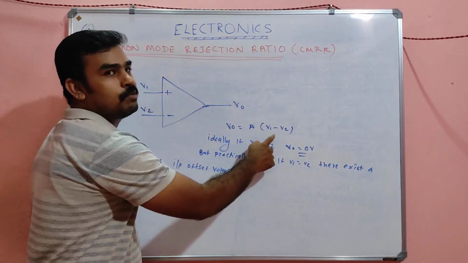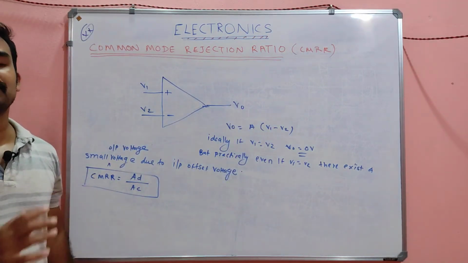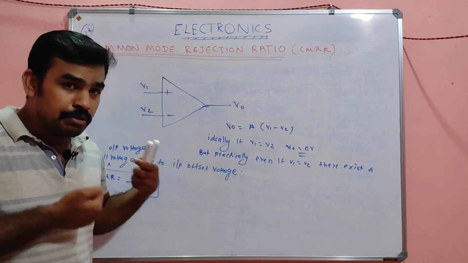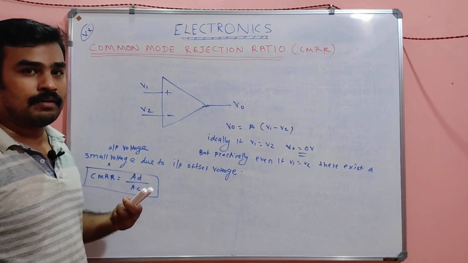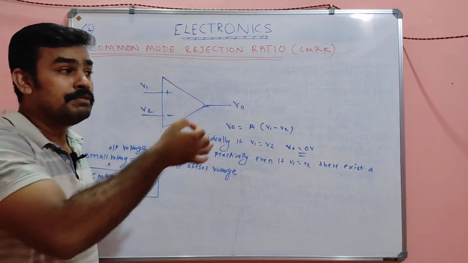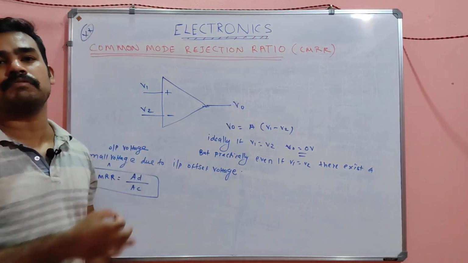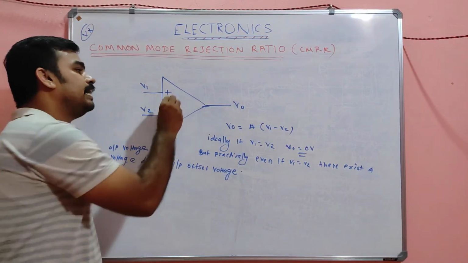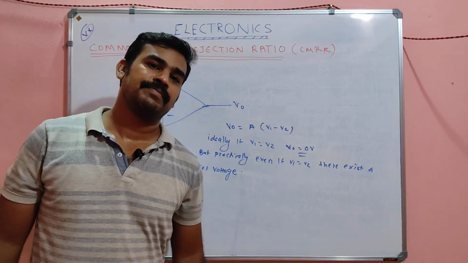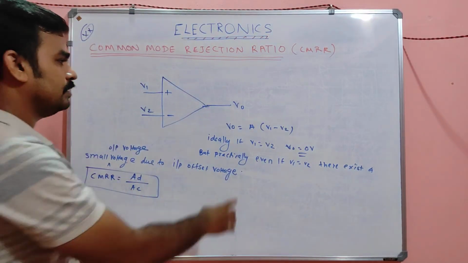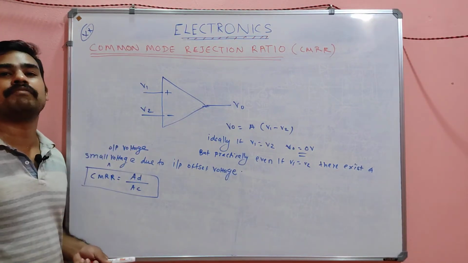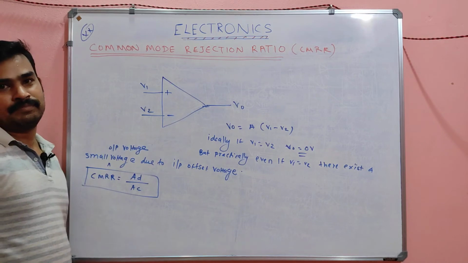Normally the output will be 0, A into V1 minus V2. By the equation the output should be 0. But even if you make the inputs exactly equal, due to the small dissimilarity, the small manufacturing difference between the two transistors inside the op-amp, what happens? There will always be some output voltage across the differential output, because of the imperfection in manufacturing of the two transistors inside.